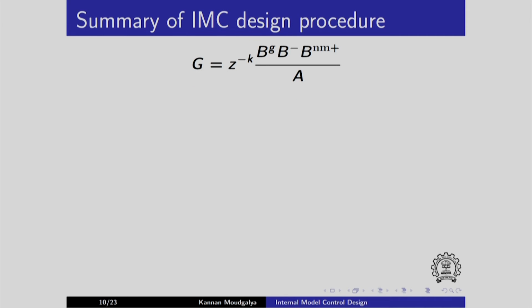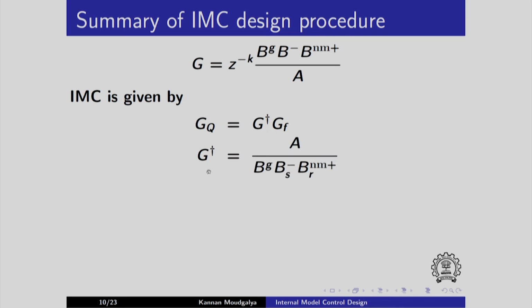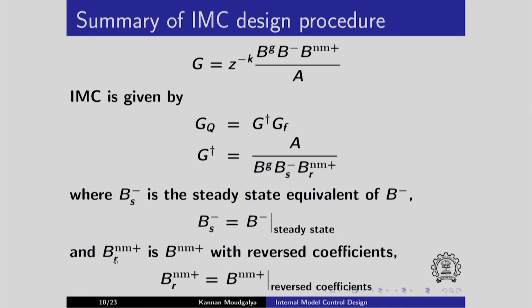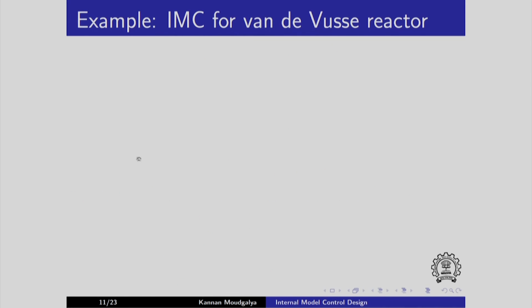So with this plant, IMC is given by GQ equals G pseudo inverse times GF, where the pseudo inverse is given here, where Bs minus is the steady state equivalent of B minus, this is for the negative part, and Br Nm plus is B_nm plus with reversed coefficients, that is, its coefficients have to be reversed. We will explain this with an example.